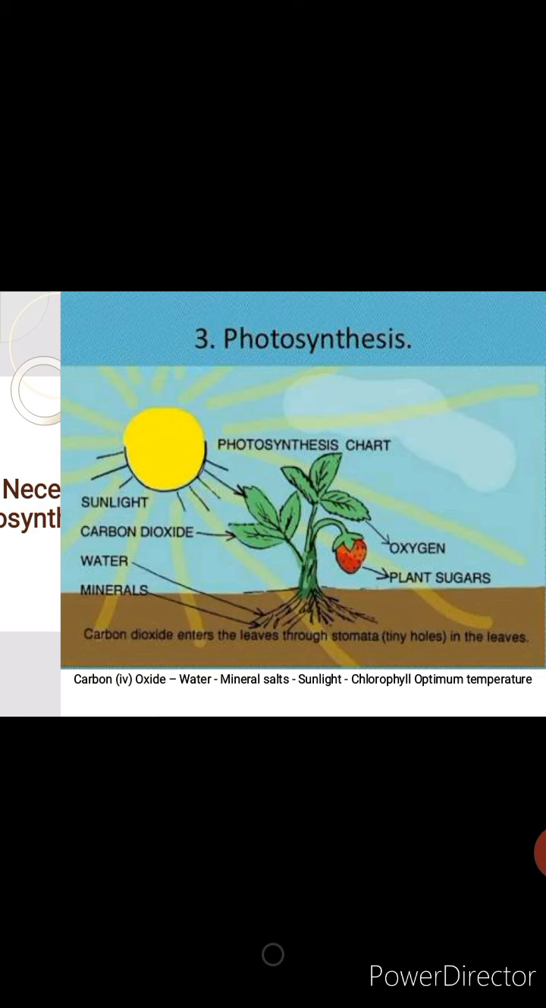These are the materials required for photosynthesis. The materials are sunlight, or solar energy, carbon dioxide which is gotten from the atmosphere, and water and minerals which are gotten from the soil and absorbed by plants through their roots. This liberates oxygen and produces plant sugar.